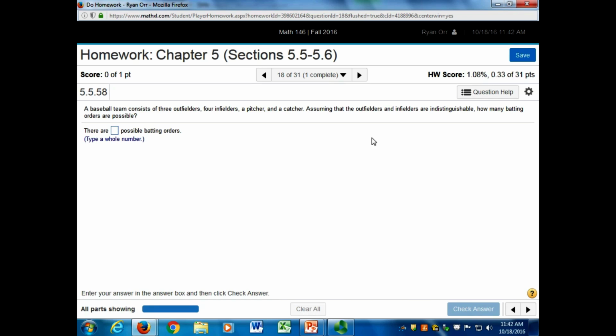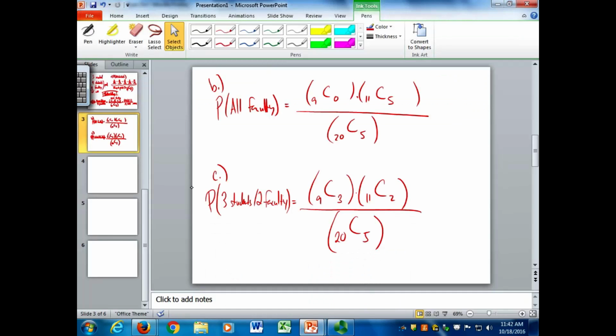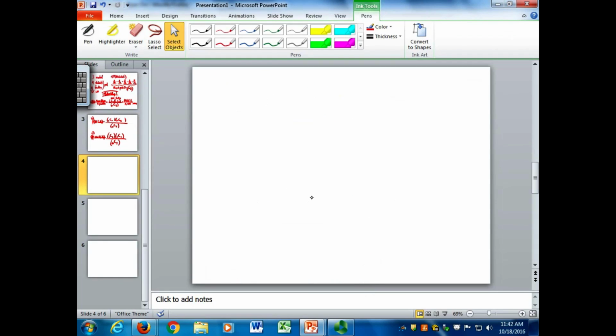Okay. So, let's see. Ooh, that's a good one. Let me think about this. Number of batting orders possible. So we have 7, I think they're saying that there's 7 fielders, 1 pitcher, and 1 catcher. Is that what they're basically trying to propose? And we're trying to figure out the number of orderings.